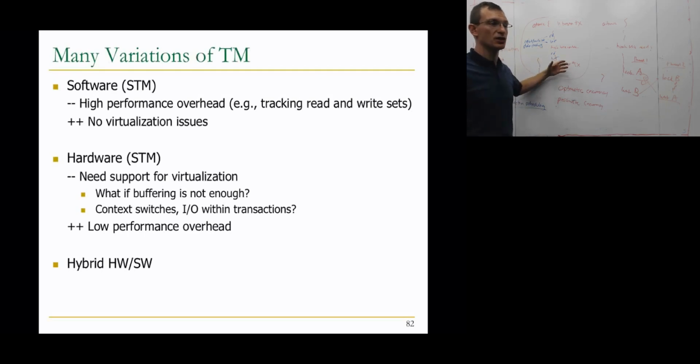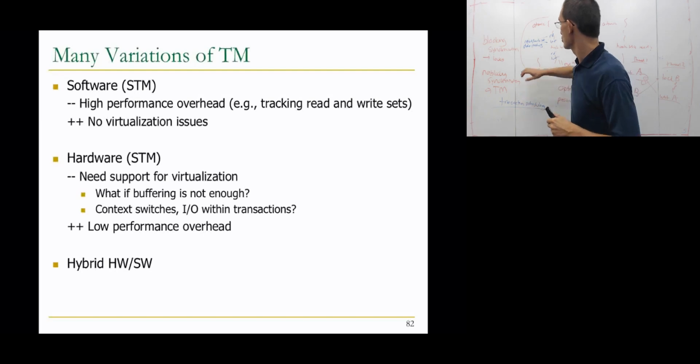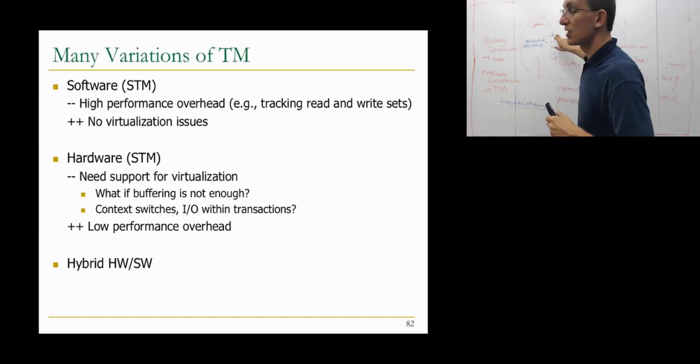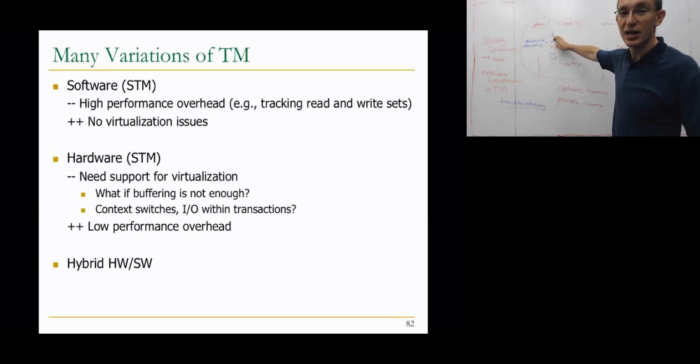If you want to support a large transaction that writes 1 million memory locations, where do you write those? Well, maybe you virtualize those buffers, right? Now this becomes more complex. Virtualization is also needed when you get a context switch in the middle of a transaction. What if you have a long-running transaction, right? And you want to take the context switch, and the transaction is running in hardware.